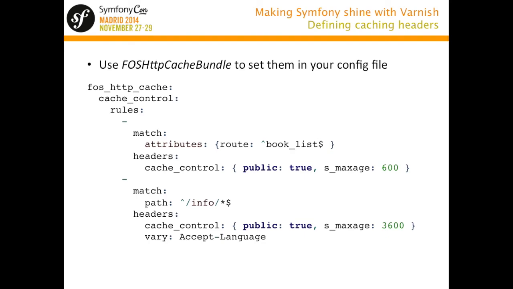You define a set of rules, which is the routes or the paths that need to be matched, and you define the cache control headers that need to be sent back. The best thing about this is that you keep all your caching information in a single place, so you don't have to go hunting through all the files to change. If you want to change, for example, the max age for some contents, then you don't have to go looking at all the files where it is. It's just everything in your config file.